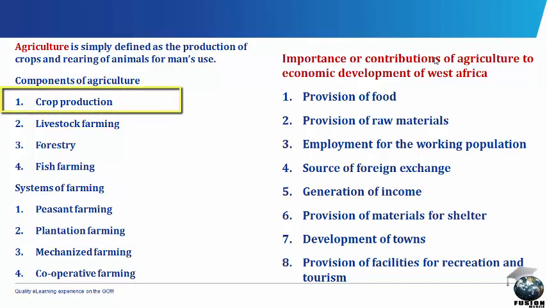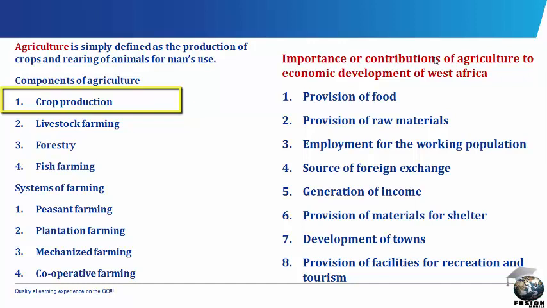Crop production. This is a branch of agriculture which is concerned mainly with the cultivation of crops. Crop production is grouped into two major categories: the food crops and the cash crops. Food crops are cultivated mainly for consumption. Examples: rice, maize, groundnuts, vegetables, yam, cassava, etc.